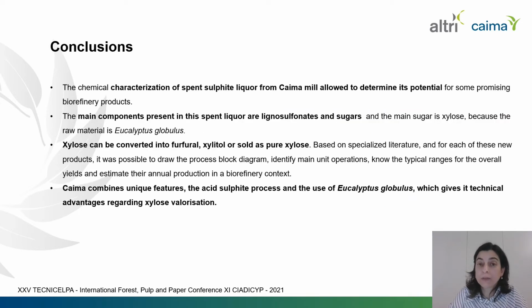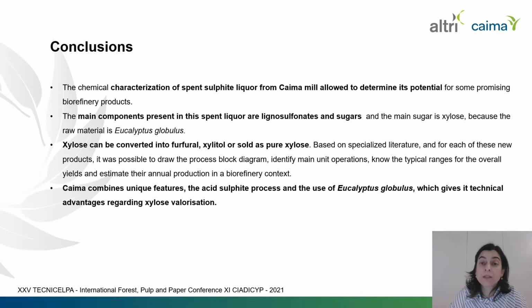In conclusion, the chemical characterization of spent sulfite liquor from COIMBRA mill allowed to see its potential for some promising biorefinery products. The main components are lignosulfonates and sugars, and the main sugar is xylose because the raw material is Eucalyptus globulus. Xylose can be converted into furfural, xylitol, or sold as pure xylose.